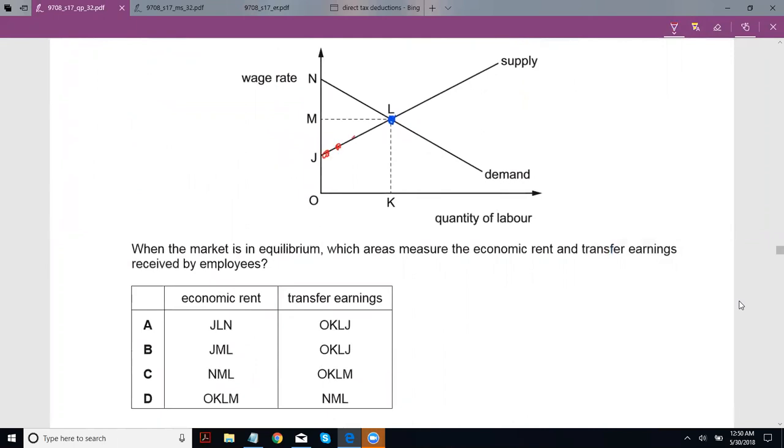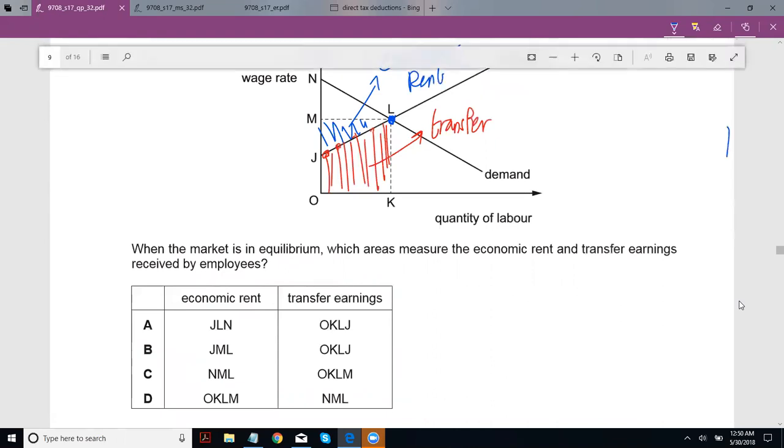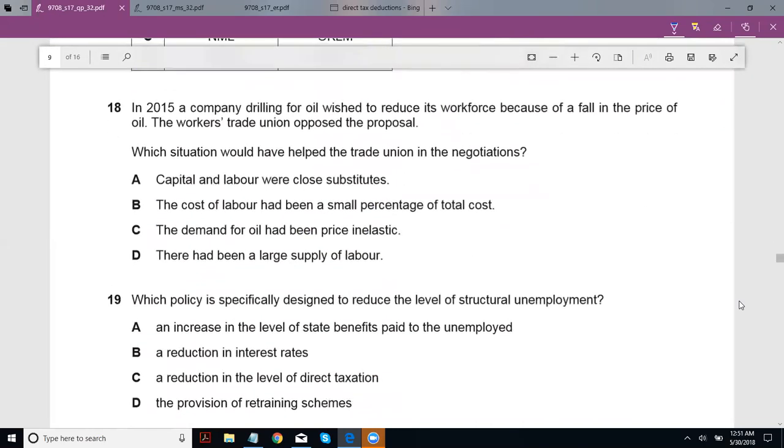So look at all points here. This area is your transfer earnings, and anything above your transfer earnings that you're paid is going to be your economic rent. So economic rent is JML, transfer earnings is OKLJ. There you go.